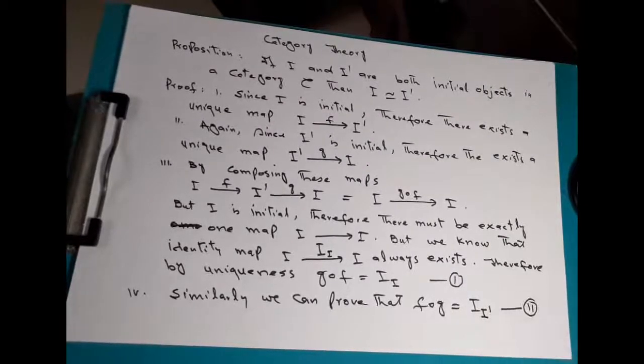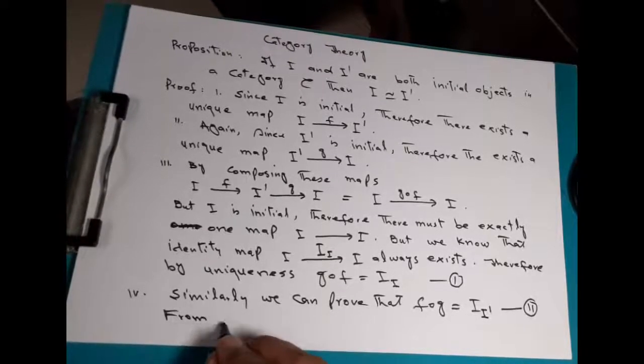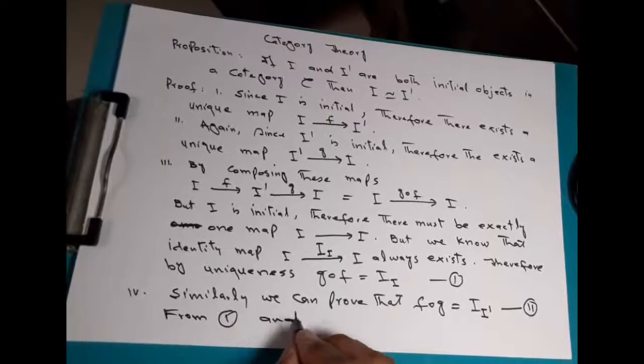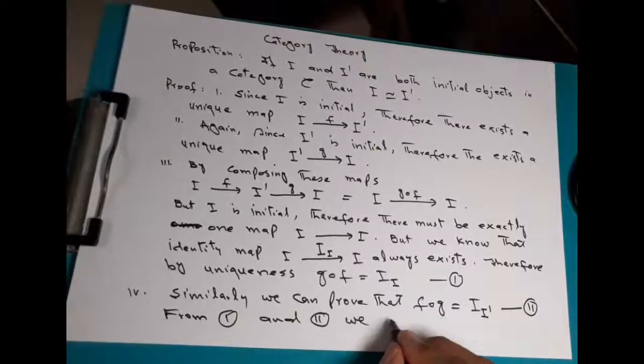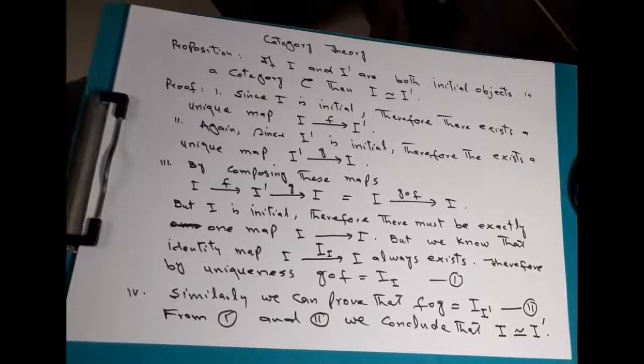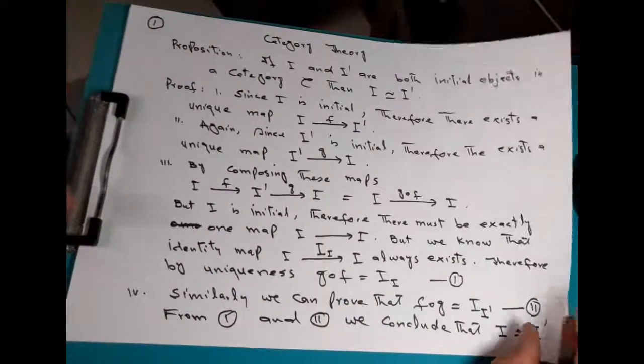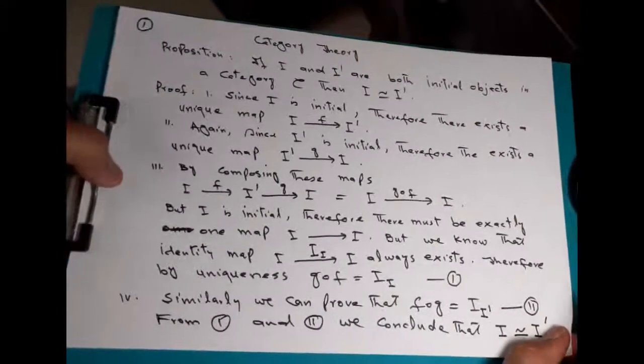So from 1 and 2 we conclude that I and I prime are isomorphic. So initial objects are unique up to isomorphism. This is what we have established.